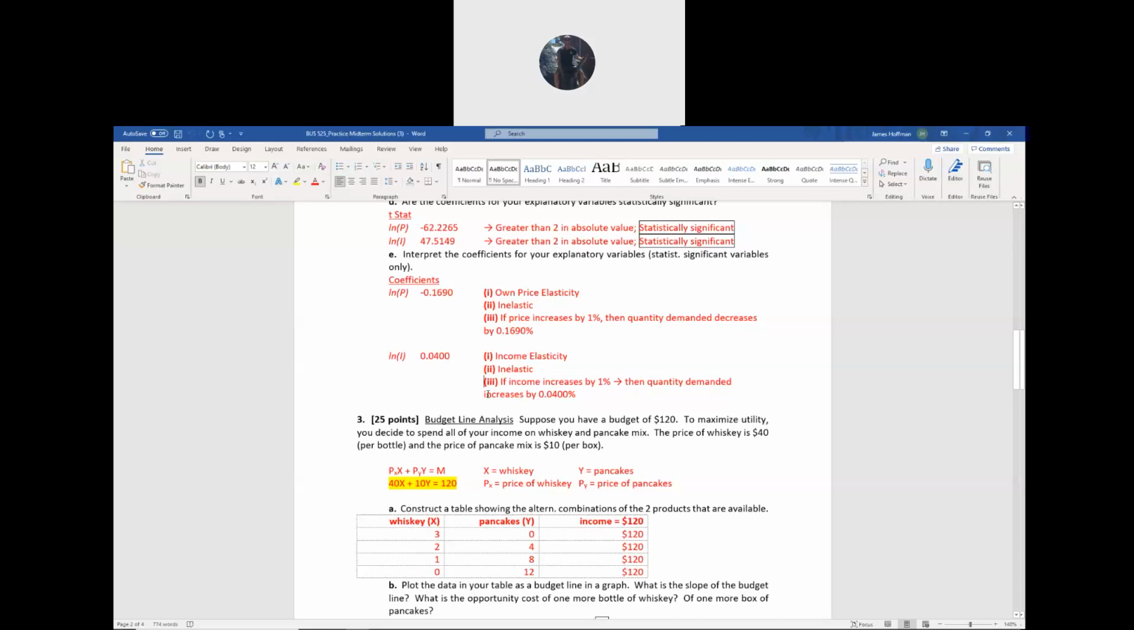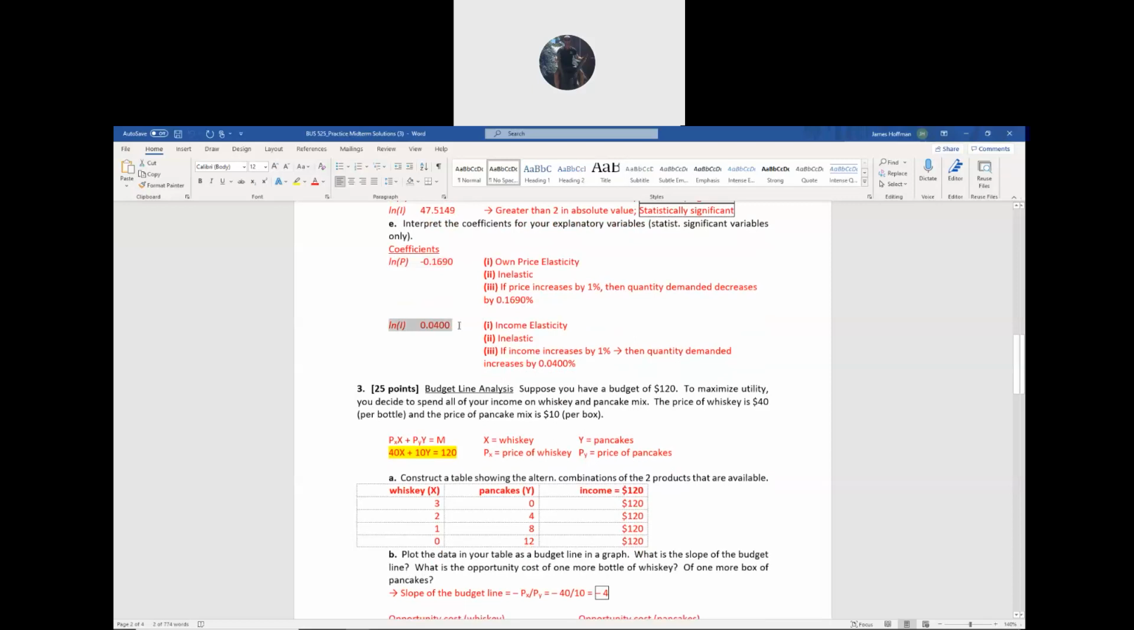So if income increases by 1%, then quantity demanded increases by the coefficient, which is 0.04%. All right, so just make sure that when you're looking at this one, this is the percent effect of price on demand. And if you're looking at this one, this is income, and this is when you change income by 1%, what's the effect on demand? So make sure that this one is interpreted as income affecting demand, whereas this one was interpreted as price affecting demand, and there's a clear distinction there.